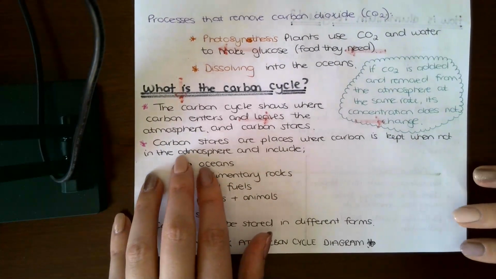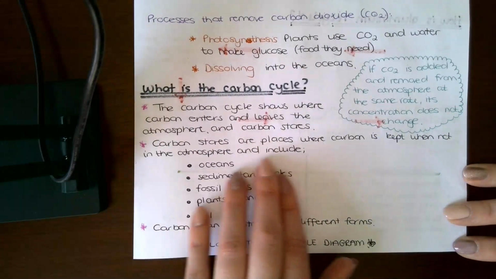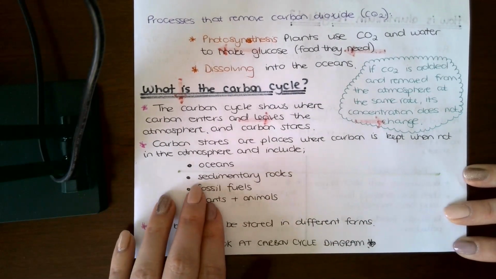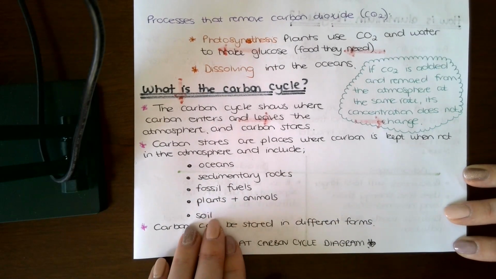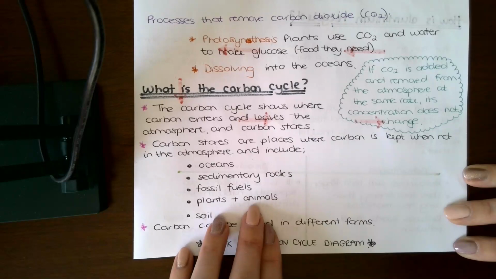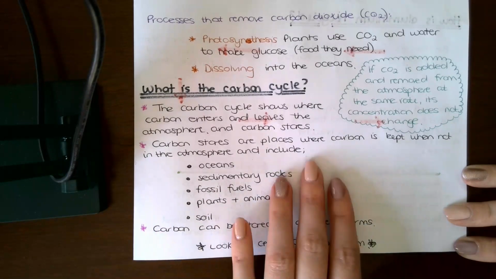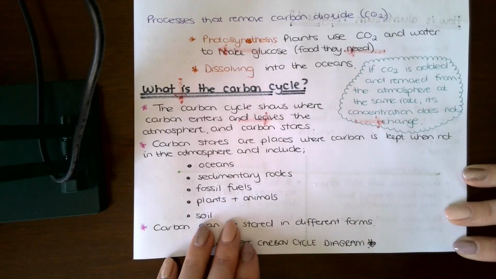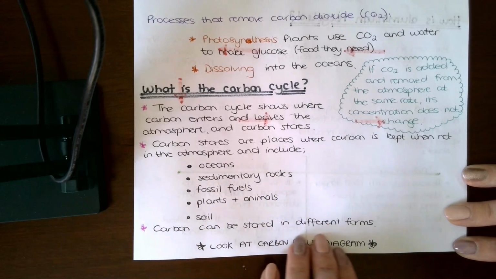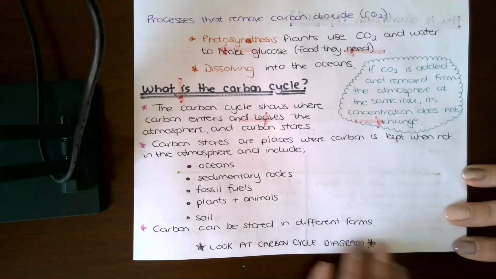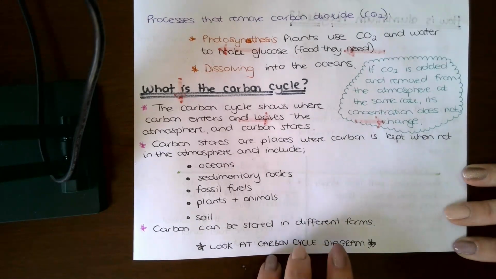Carbon stores are places where carbon is kept when it is not in the atmosphere, and these include the oceans, sedimentary rocks, fossil fuels, and plants, animals and the soil. So we've got carbon inside our bodies, our cells are made up of it. It is quite a key component of what we're made of. There are five carbon stores where a lot of carbon is kept. Carbon can be stored in different forms: it can be a solid, a gas or a liquid. It can form many different ones.